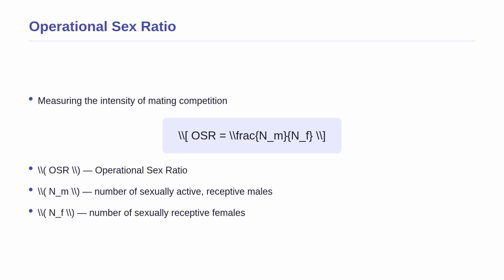This concept of choosiness leads us directly to a mathematical way to measure mating competition. The operational sex ratio formula comes from comparing the exact number of individuals ready to mate at any given moment. OSR stands for the operational sex ratio. N_M represents the number of sexually active, receptive males ready to mate. And F represents the number of sexually receptive females available at that exact same time.